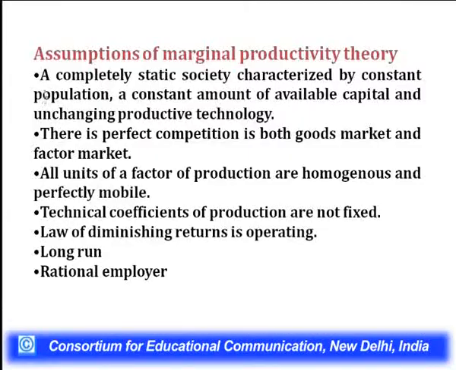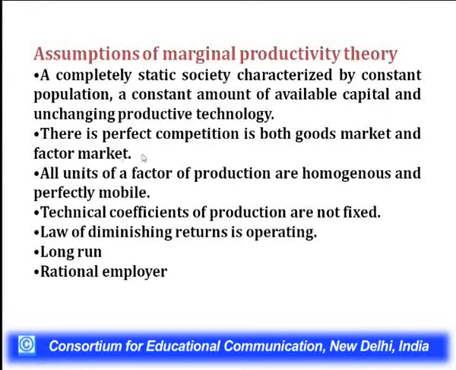Now, this theory is based on many assumptions. Number one is a completely static society characterized by constant population, constant amount of available capital, and unchanging productive technology. Second, there is perfect competition in both goods market and factor market. When there is perfect competition in the goods market, you know that AR is equal to MR, because of the large number of buyers and sellers, neither the buyer nor the seller has any control over the price of the commodity.